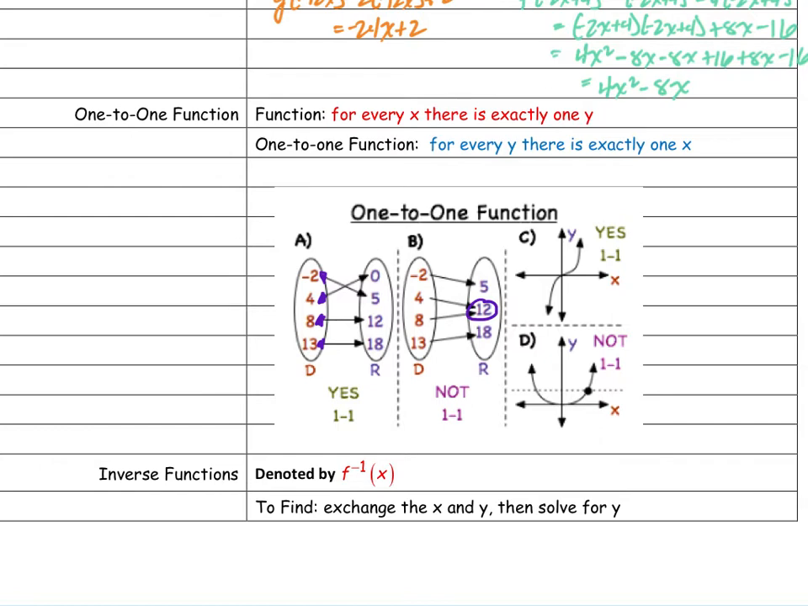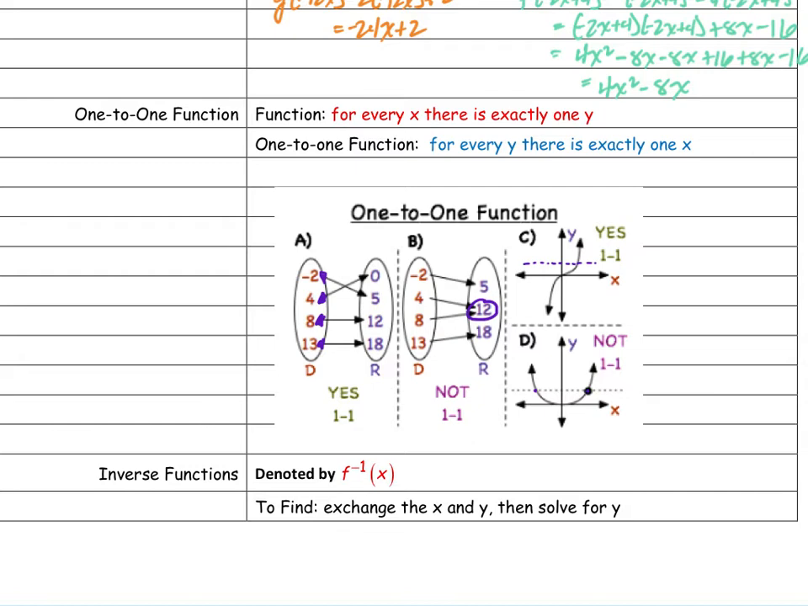And then on the graph, I can do a horizontal line on this one, and no matter where I put it, it only touches one part. Where if I do a parabola, it's a function, because if I do a vertical line test, it passes, but if I do a horizontal line test, it touches in two places, so therefore it's not a one-to-one function, it's just a regular function.